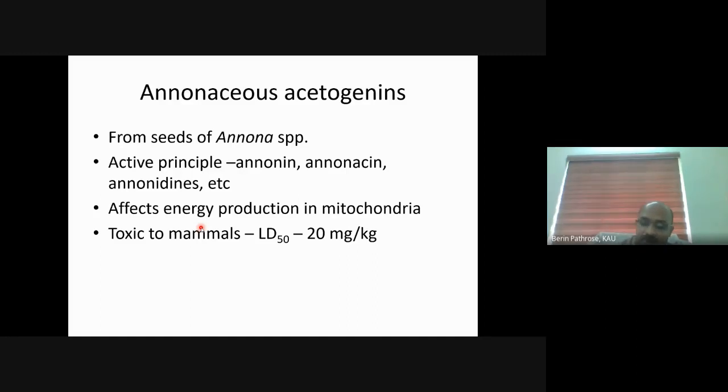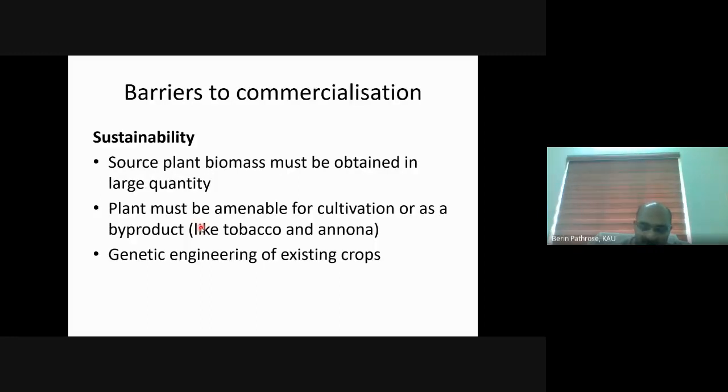It affects energy production in mitochondria just like rotenone. It is extremely toxic to mammals. It has pesticidal properties. Several works have been done with annonacins and annonidins, but it has some cancerous property, so it is not widely used. It is toxic to mammals.